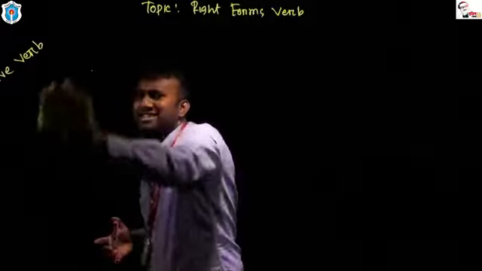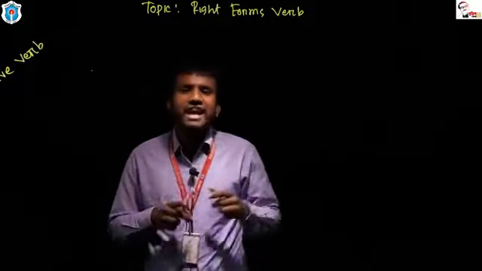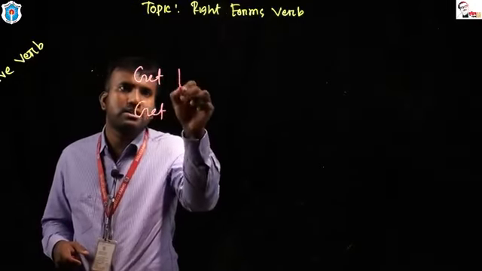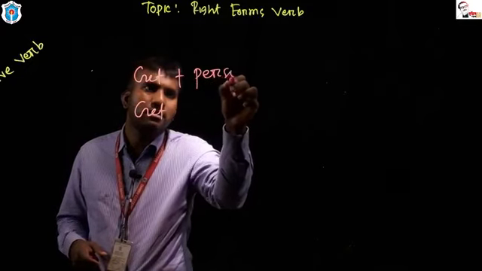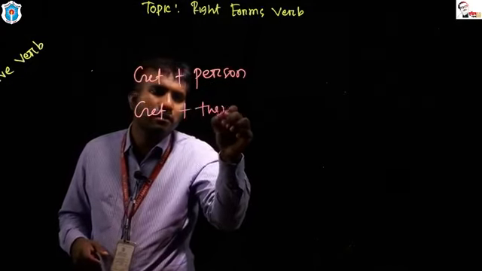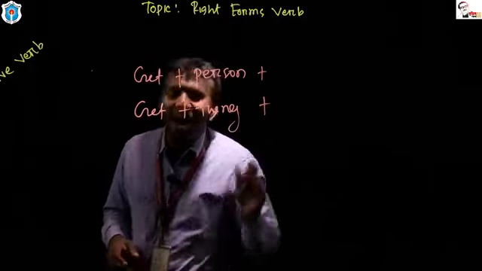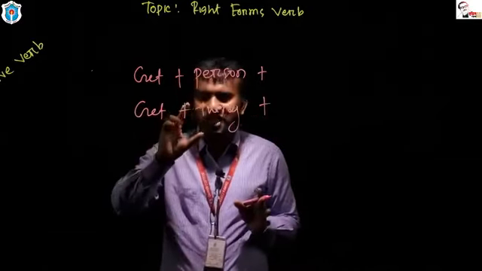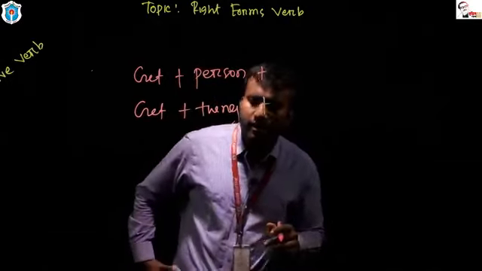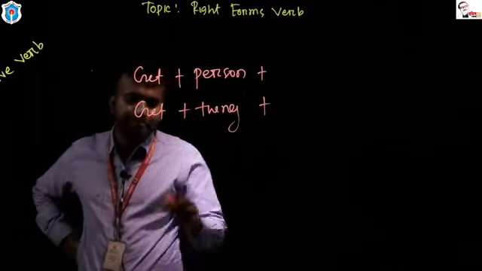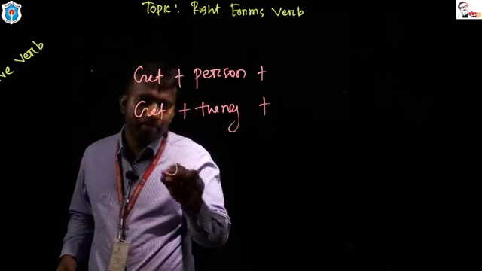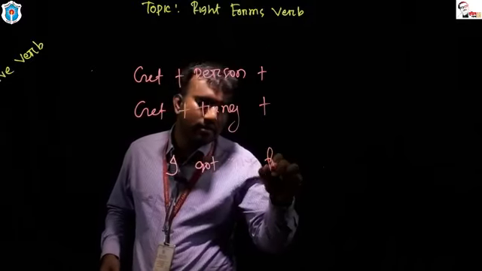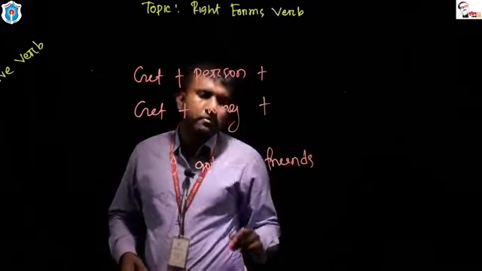Our third target is causative: make, let, get. I will not give you the answer at first. This is really interesting. Causative get is really interesting. My first example for you: I got my friends.